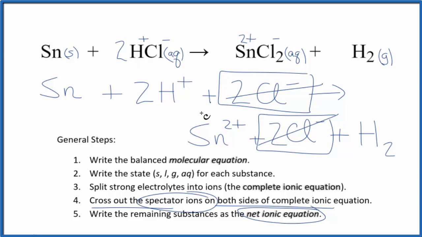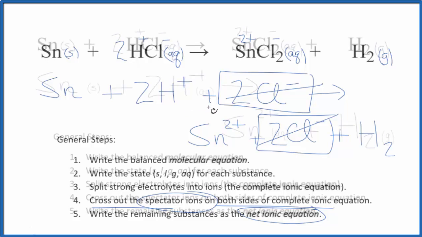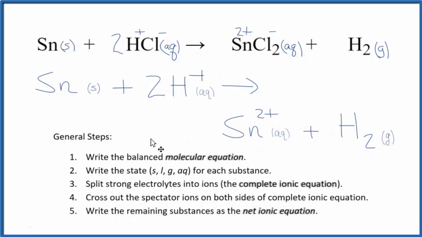I'll clean this up and write the states. We'll have our net ionic equation. So this is the balanced net ionic equation for tin plus hydrochloric acid. We have 2 times 1 plus, that's 2 plus on the reactant side, and then on the product side we have this 2 plus here. Charge is conserved, and if you count the atoms up, they're conserved as well. So the equation is balanced.